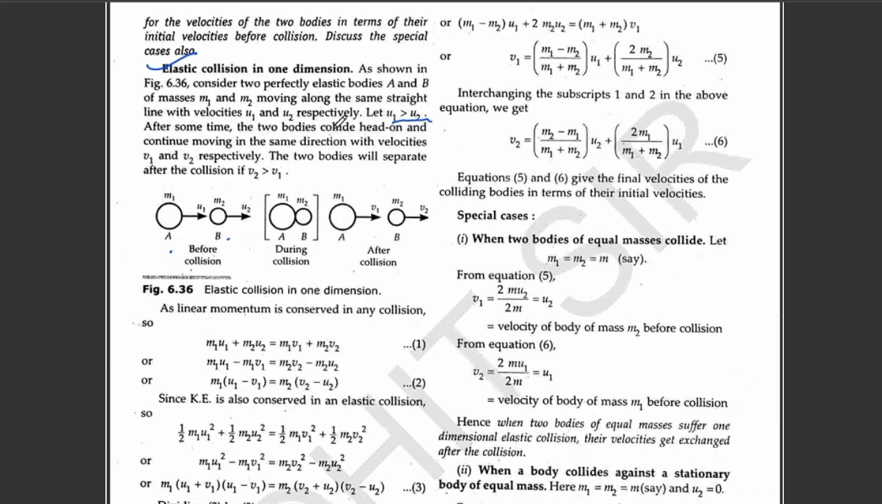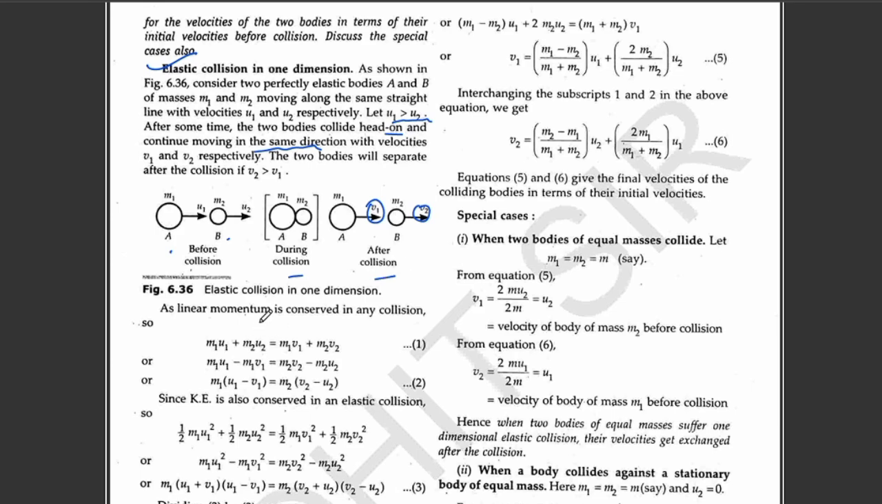After some time, the two bodies collide head-on and continue moving in the same direction. So after some time they collide with each other and then move on in the same direction with velocities v1 and v2. This is after collision, and this is during collision.